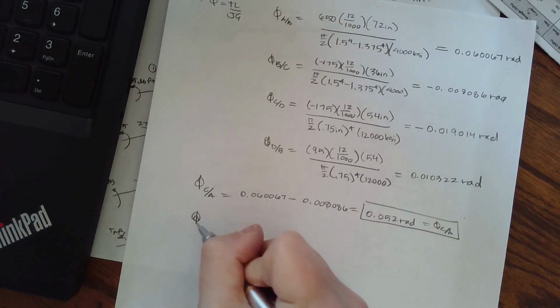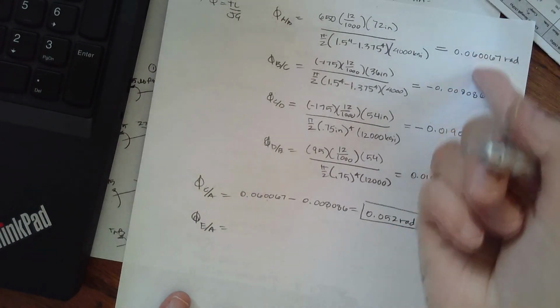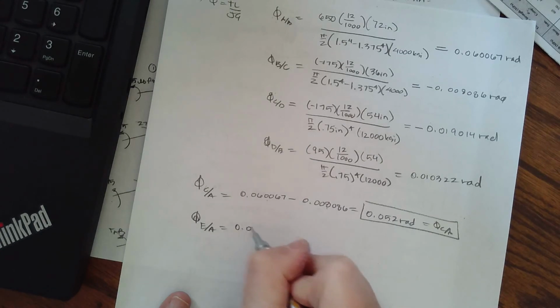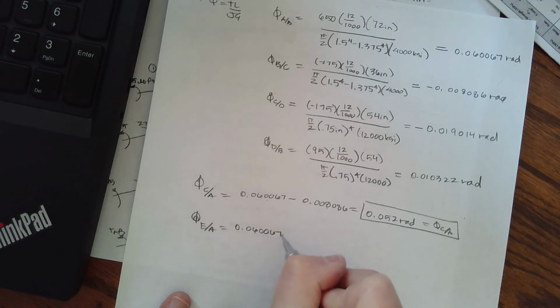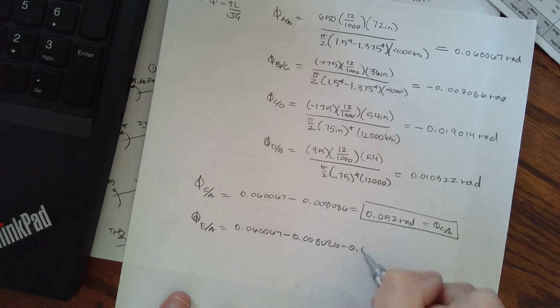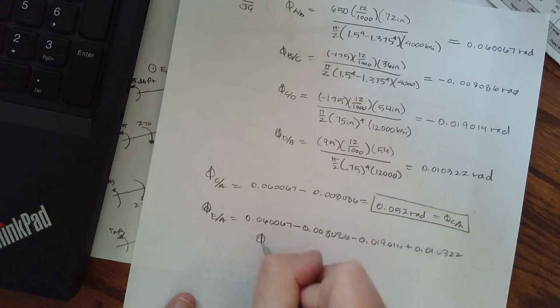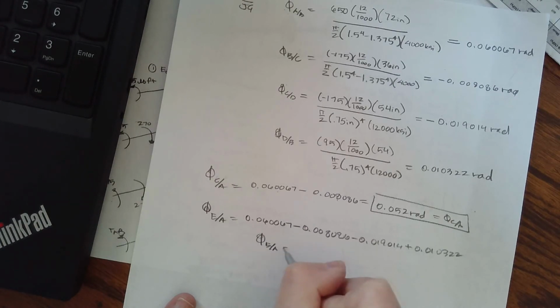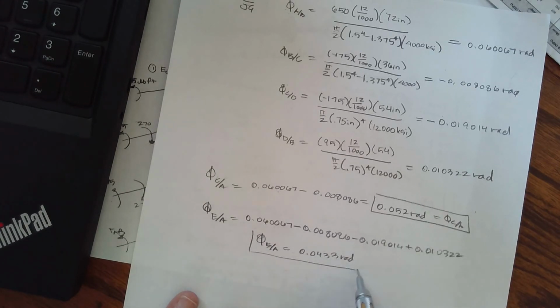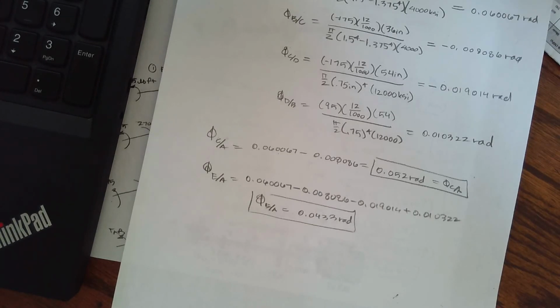And then if I want the whole length, it's going to be E with respect to A. I'm going to add all of these up. So I have positive 0.060067 minus 0.008086 minus 0.019014 plus 0.010322, all in radians. So the angle of twist is 0.0433 radians. So even with all those negative torques in there, we still end up with a positive twist.